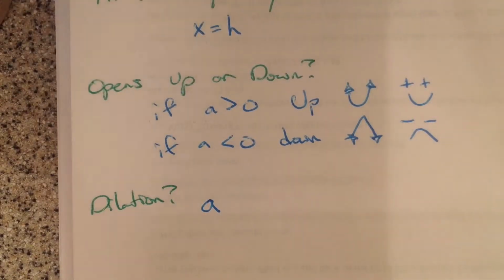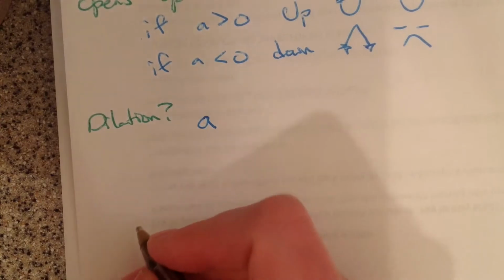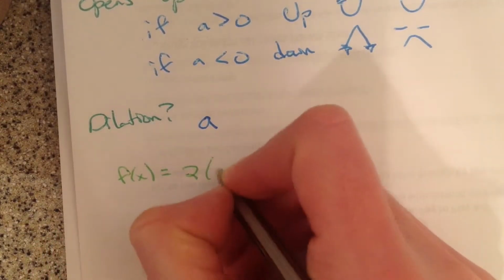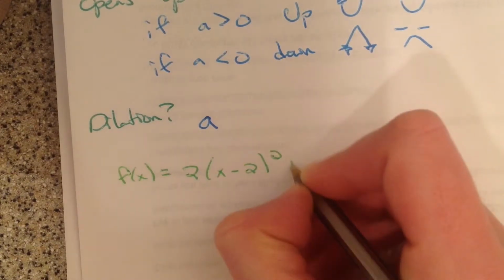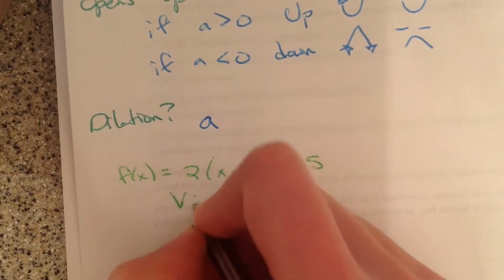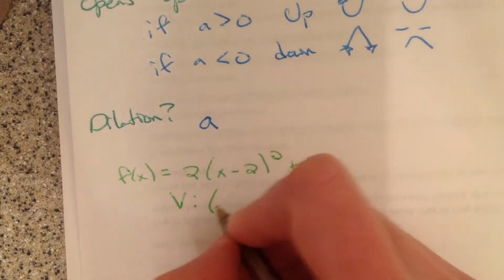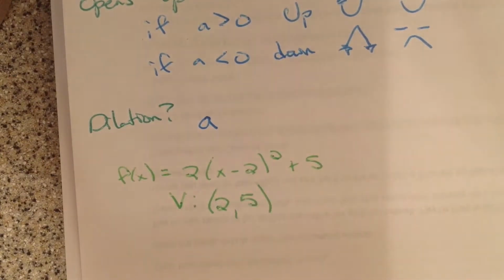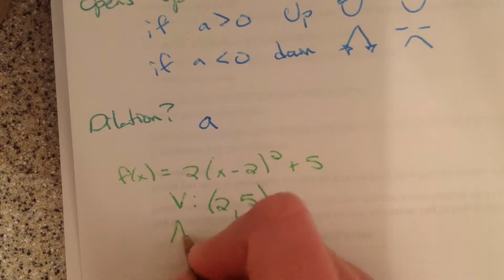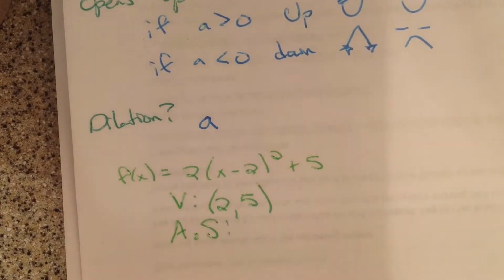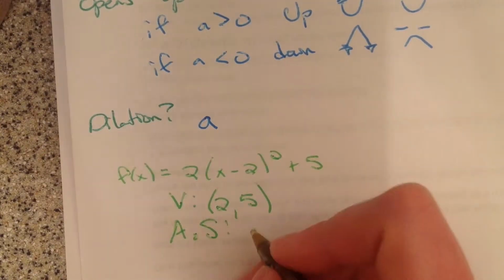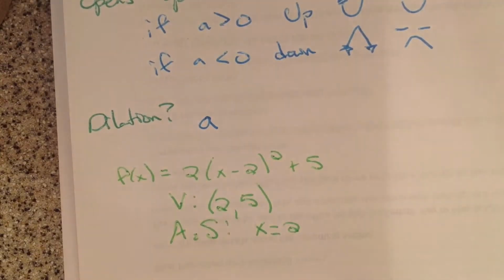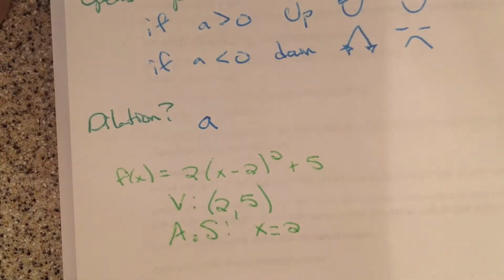So, walking through 2 examples, we have f of x equals 2 times (x minus 2) squared plus 5. Vertex, I'm going to call it V, is (2, 5): 2, the opposite of -2, and 5, the same. The axis of symmetry, AOS, I'll call it for now, is x equals 2. It is that x value from the vertex every time.